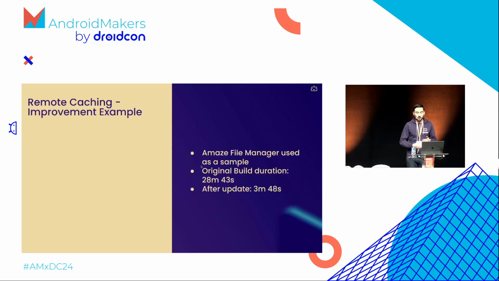And now that we talked about how build cache can impact your performance during the builds, let's talk a bit about an example. So we were looking at the Amaze file manager GitHub project and started to run a couple of builds on this specific setup. The original build duration that we had was a bit more than 28 minutes. But after we started to analyze the given tasks, we managed to push that down to 3 minutes, 48 seconds.